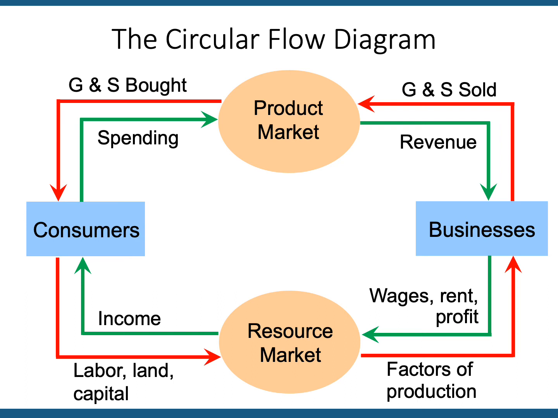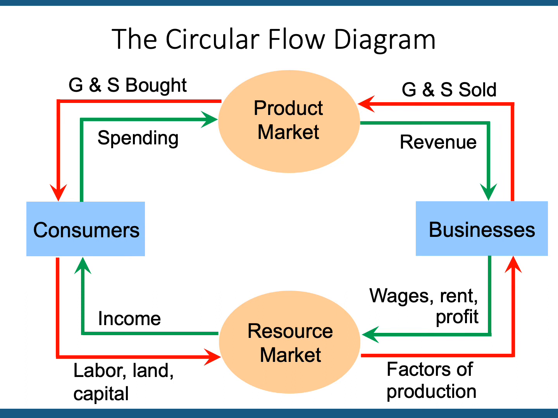Well, you can see product markets, and first let me explain the arrows. The green arrows are money flowing circularly. All right, so that's going in this model, looks like it's going clockwise. And then the red arrows represent goods and services and resources flowing in the opposite direction. All right, so product markets, businesses are the sellers, consumers, individuals, households are the buyers.